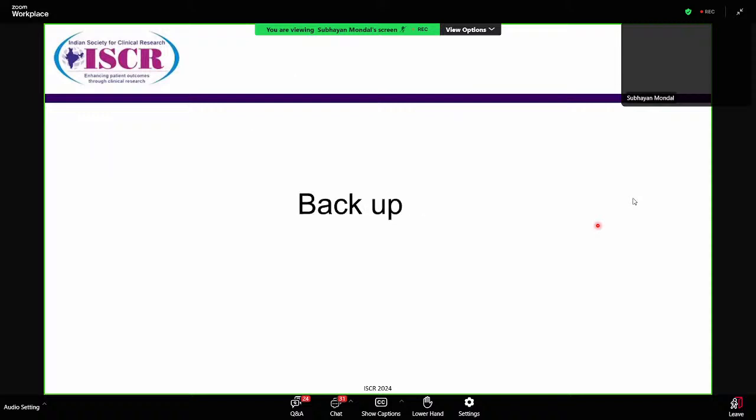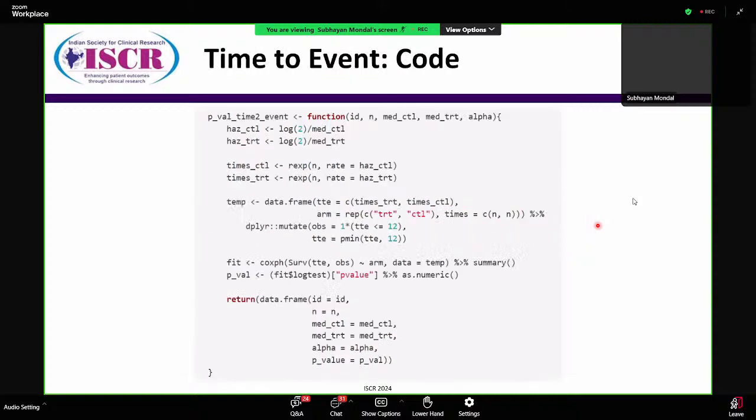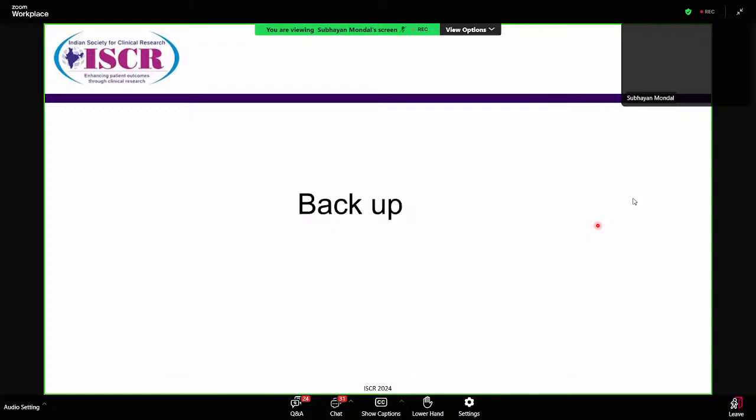So there are three types of calculations, one for continuous endpoint. I have the corresponding R codes for continuous, for proportion, and for the time to event. And thank you for your attention. I will stop here and get some questions.